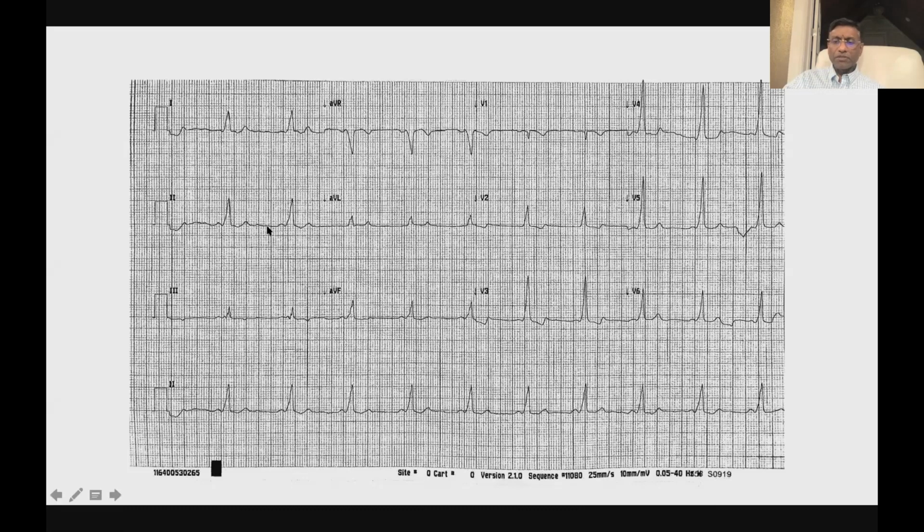One more example of ventricular pre-excitation, WPW. Remember, the WPW syndrome is actually a syndrome of atrial fibrillation and ventricular pre-excitation. So if you're reading this in the heart station, I would say this is sinus rhythm with ventricular pre-excitation. And that's all you need to say, sinus rhythm, ventricular pre-excitation.